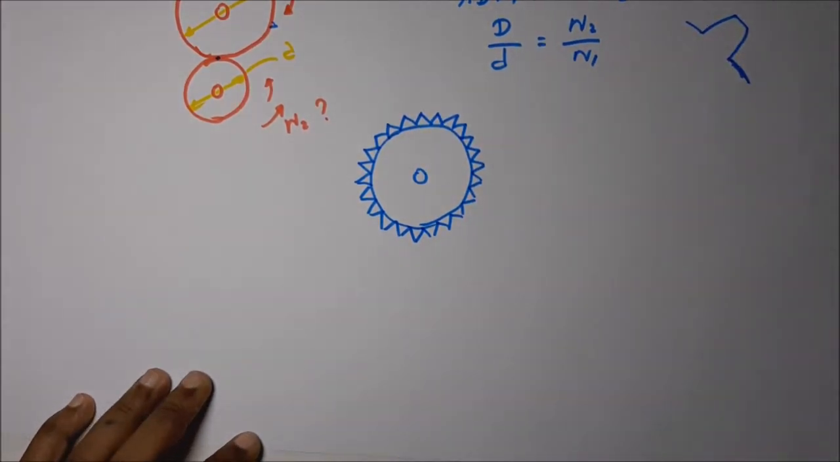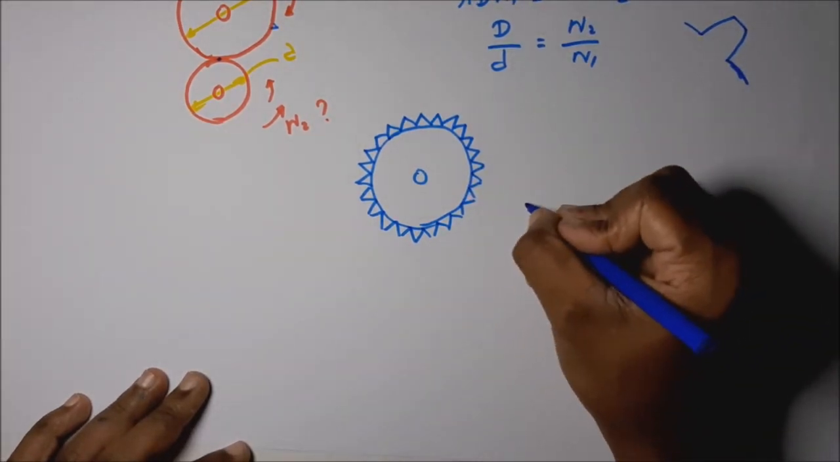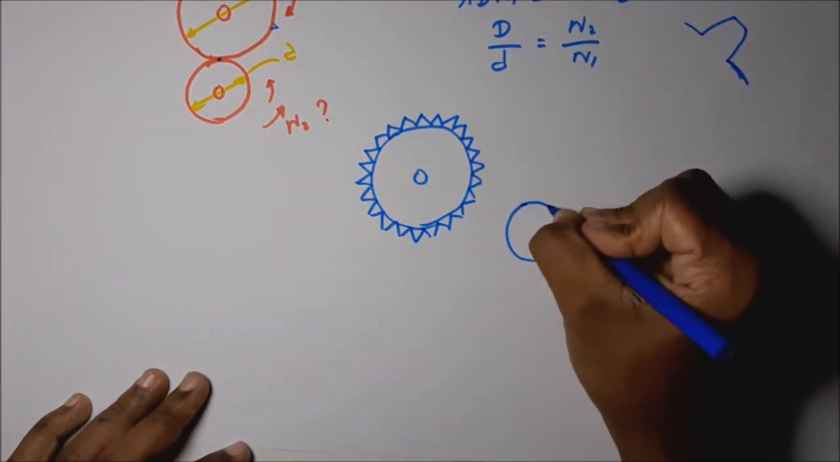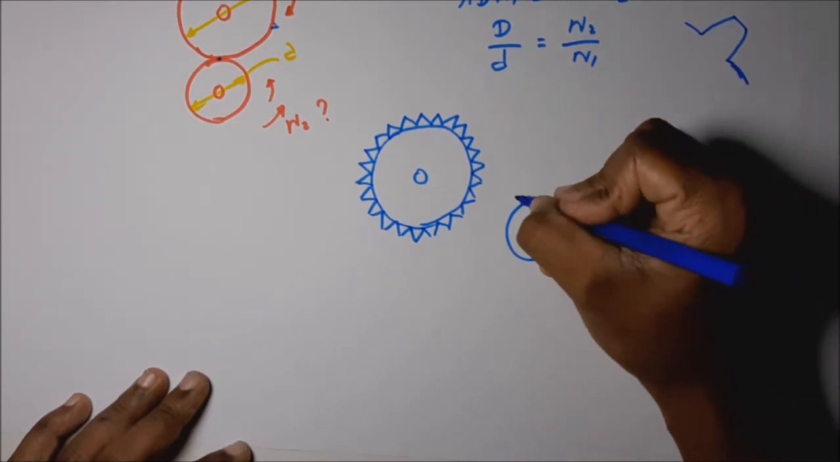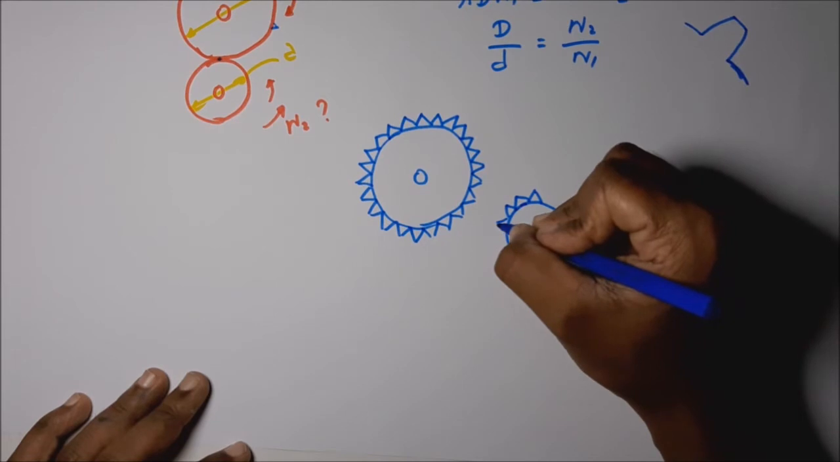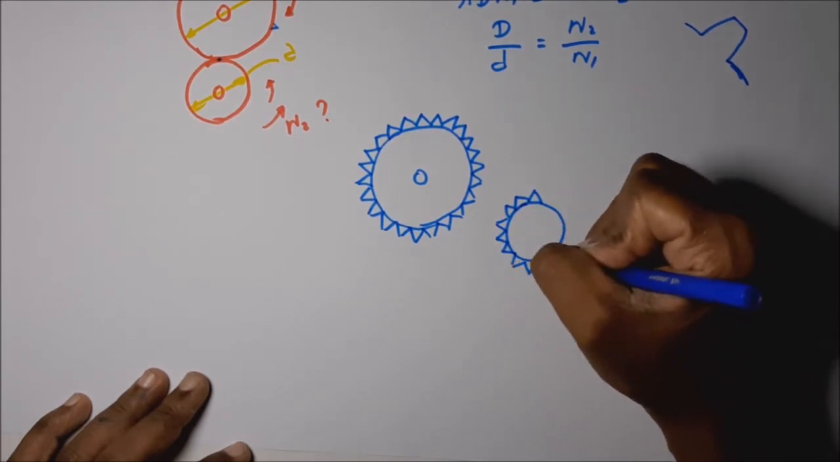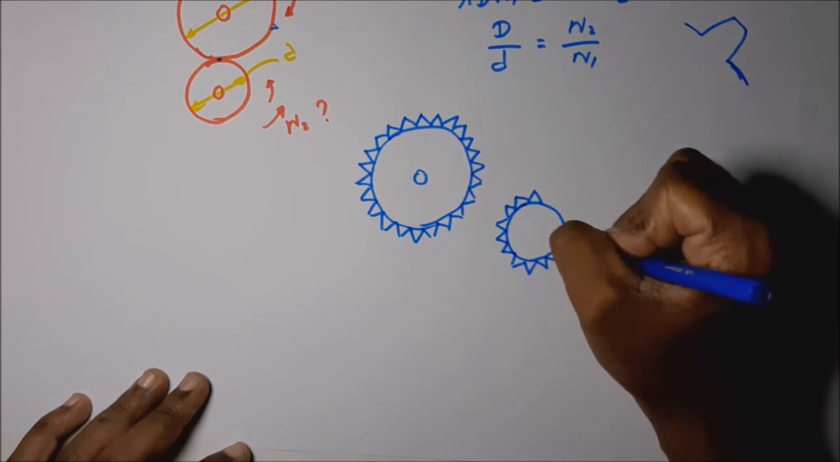Okay, this is the gear wheel. Then this is the machine gear wheel. Okay, machine gear wheel. Let's take, we are going to mesh these two gear wheels.